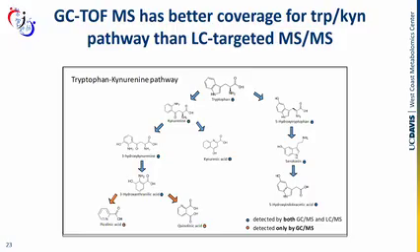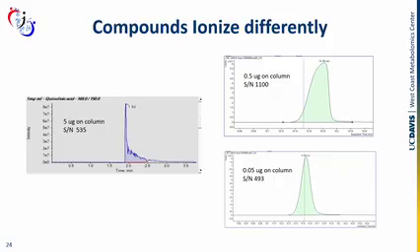Because this was a quick and dirty method, I didn't try different columns and so on, and I only tried ESI for ionizing on the LC. But in the core lab, there's not much time for method development. And one of the things I was saying is that not every compound ionizes easily on the ESI.